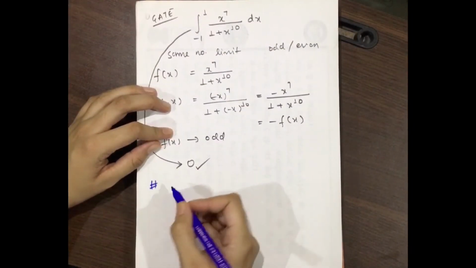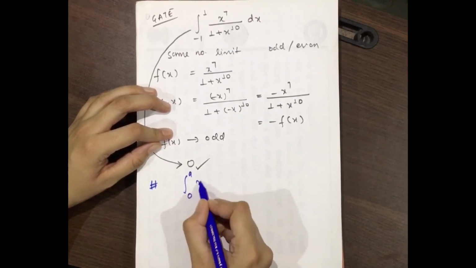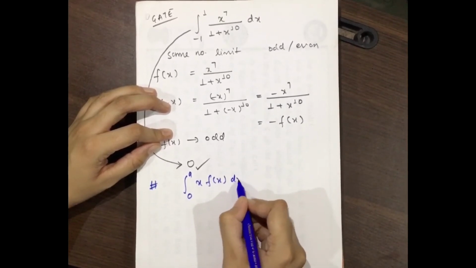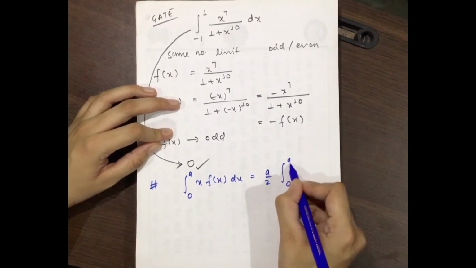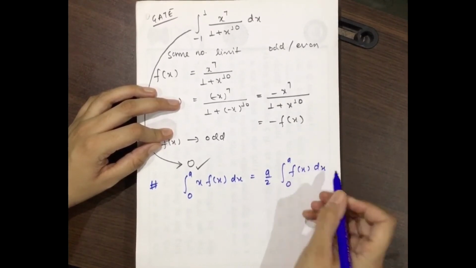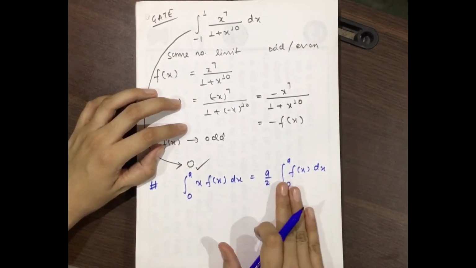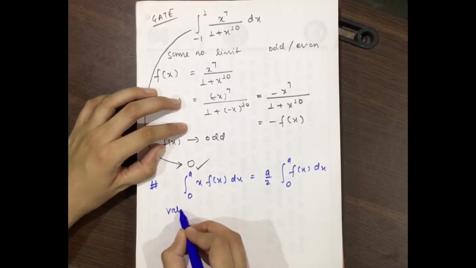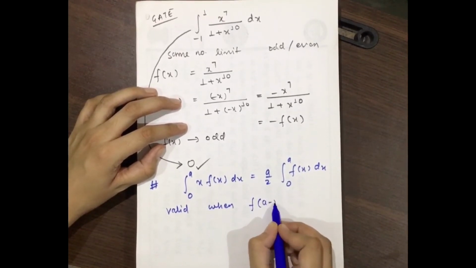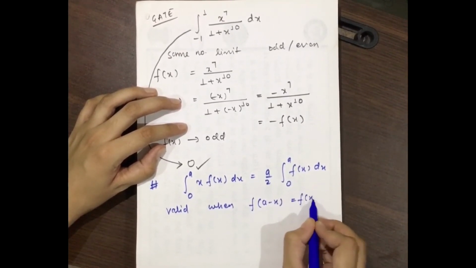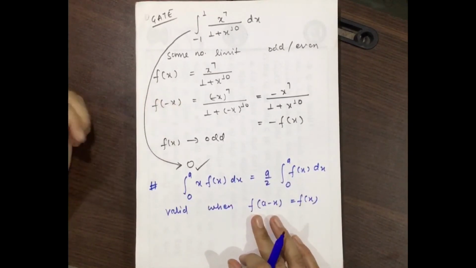Now in the very last formula, that was 0 to a x f of x dx is equal to a by 2 into 0 to a f of x dx. See, this formula was there, right? So I forgot to add one condition. This is only valid when f of a minus x is equal to f of x. So you can add this condition in that formula sheet.